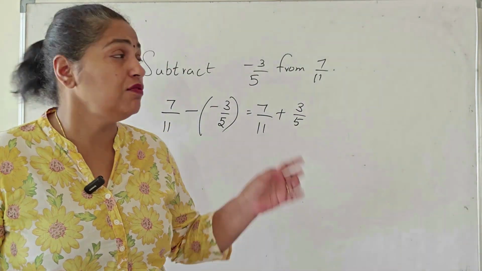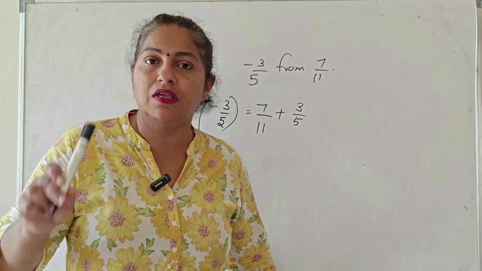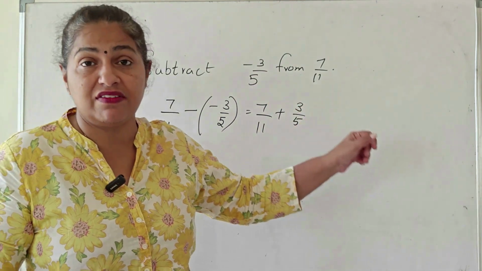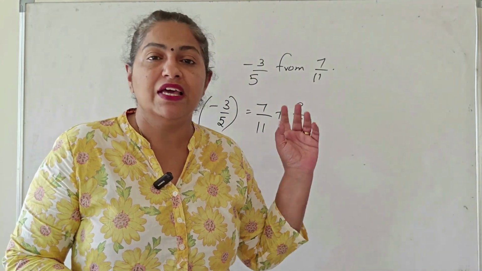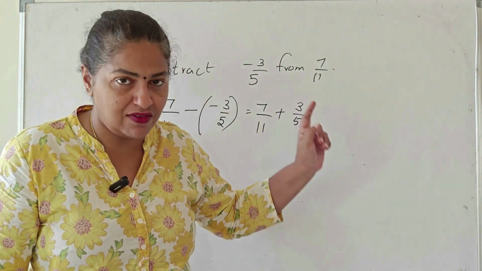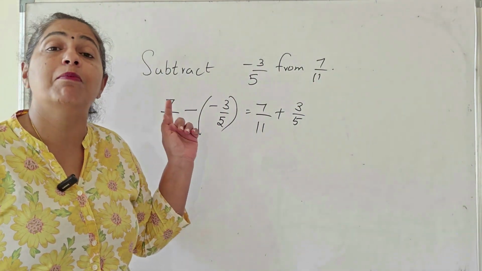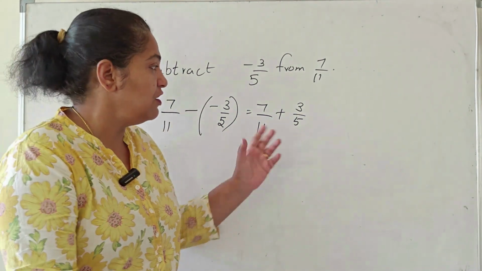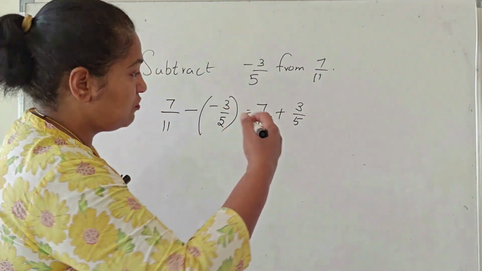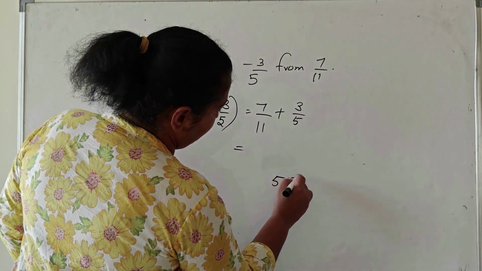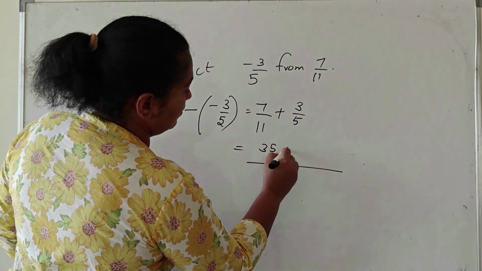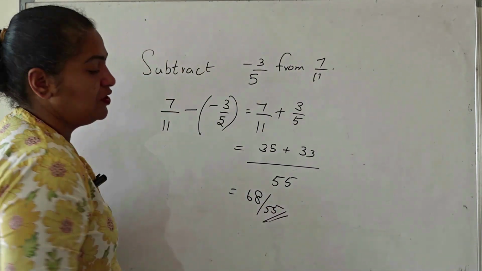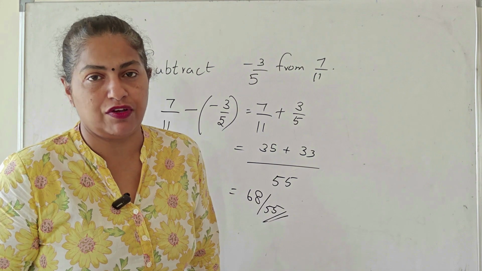Subtract minus 3 by 5 from 7 by 11. So one thing that you need to keep in mind very clearly is which number you are subtracting from which number. They are not asking you to do minus 3 by 5 minus 7 by 11. They are asking you to do 7 by 11 minus 3 by 5. So here two minus signs together, it will become a plus sign. So now this became a very simple addition. So now let us take the LCM. Okay. You will be getting the answer as 68 by 55.